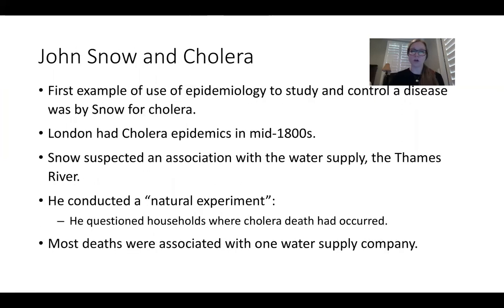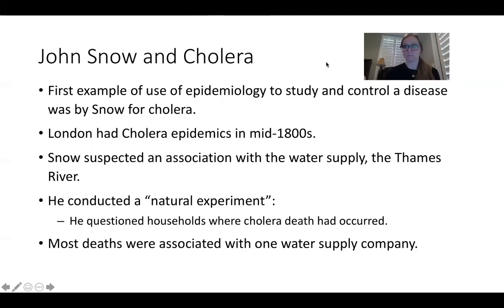This is John Snow. He was known to be the first example of use of epidemiology to study the control of this disease, and understanding that. It was in the mid-1800s. Snow suspected a source with the water supply. So he conducted a natural experiment, and most deaths were associated with this water supply. So figuring that out and the connection started in the 1800s.